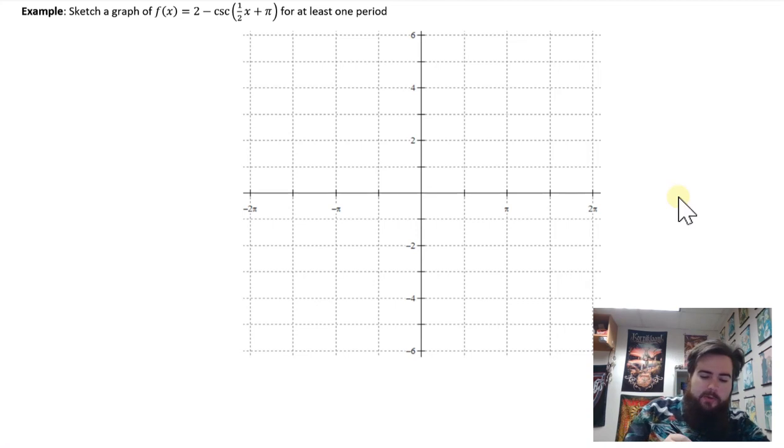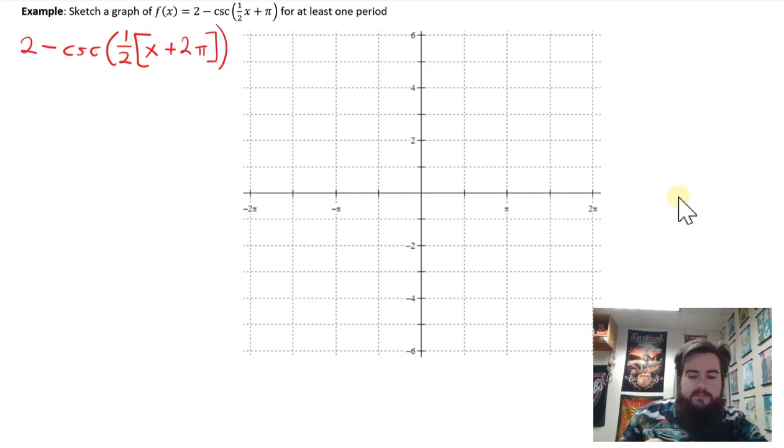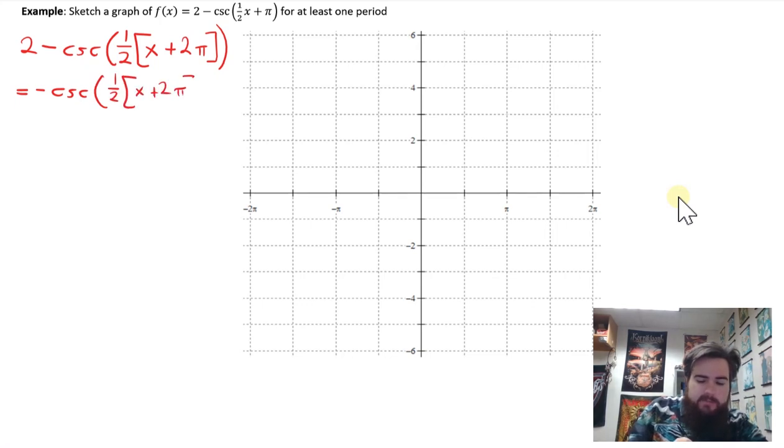First things first though, I'm going to take my original function and rewrite it so I factor out the effects of the period change. Meaning I'm going to rewrite the inside of the cosecant function as 1/2 times the quantity of x plus 2 pi. If you would like to go one step further and write it so that the vertical shift is after the function, by all means, you can then write this as negative cosecant of 1/2 x plus 2 pi, plus 2.